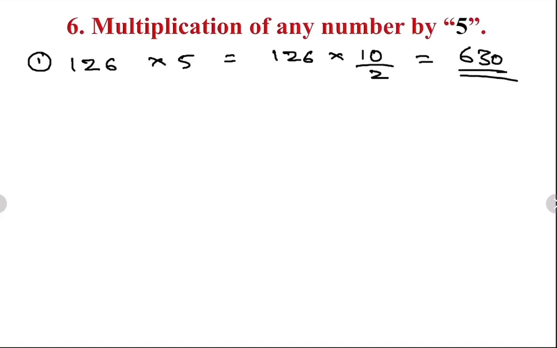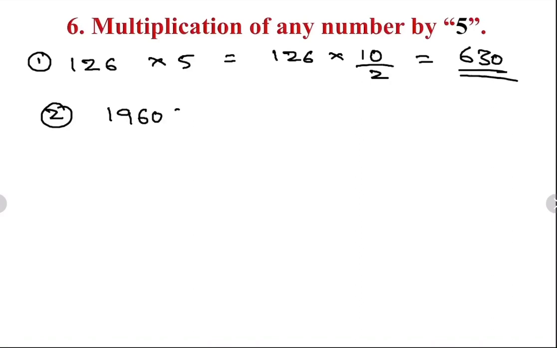Next, multiplication of any number by 5. For example, if it is 126 multiplied by 5. 5 can be written as 10 by 2. This can be written as 126 into 10 by 2. Means half of the given value, multiplied with 10. Whatever the given value is, you have to halve it, then multiply it with 10. So 126, half of it, that is 63. Into 10, 630.